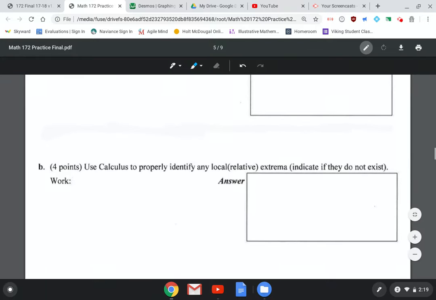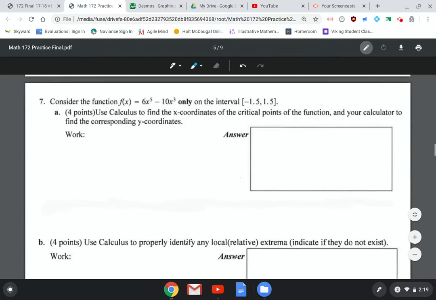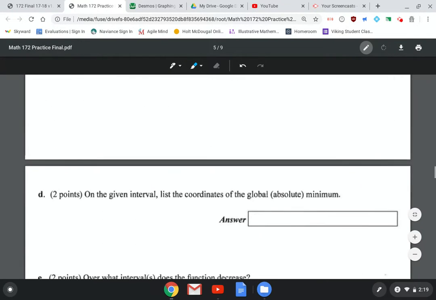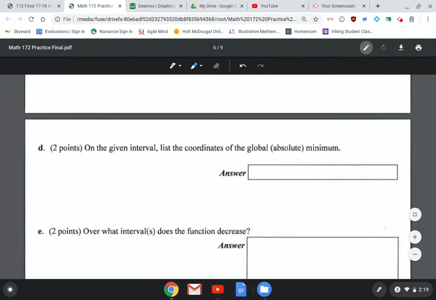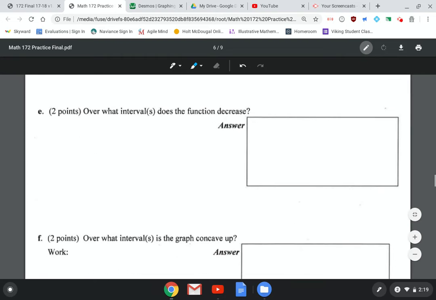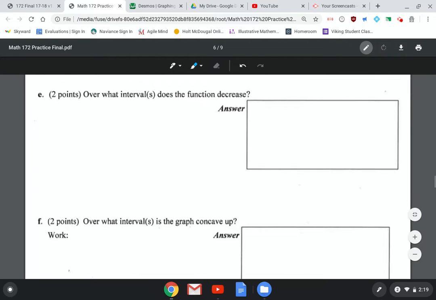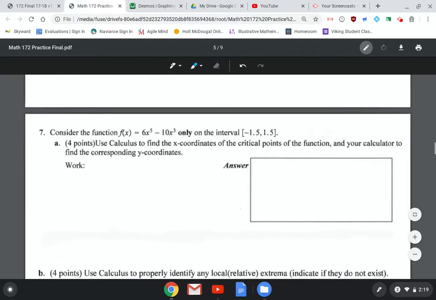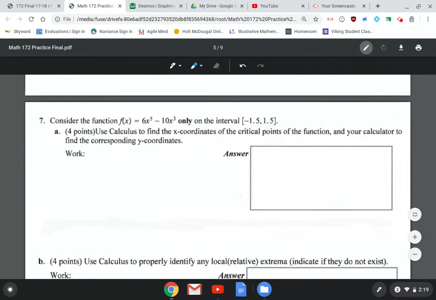We are going to find any mins or maxes. We are going to find points of inflection. We're going to find the global minimum, where it decreases, and where it's concave up. Okay? So the very first thing that I like to do is put this function either into my graphing calculator or into Desmos on this interval and actually analyze what is going on.